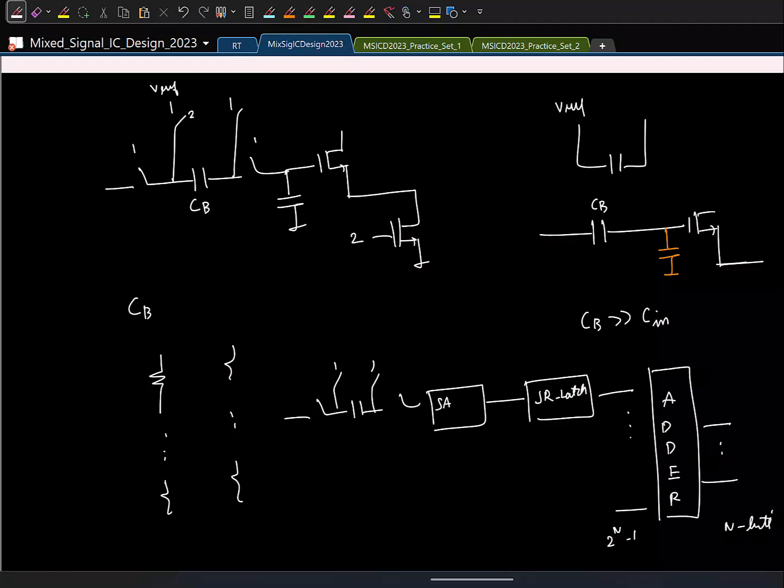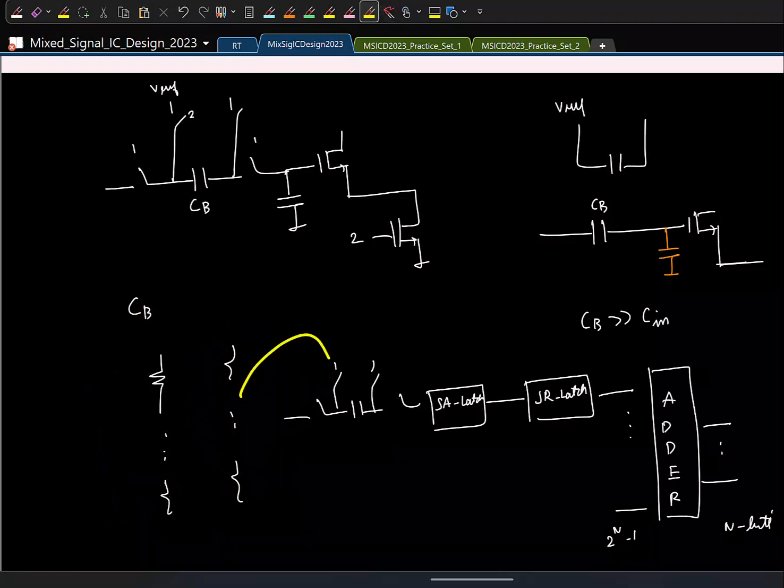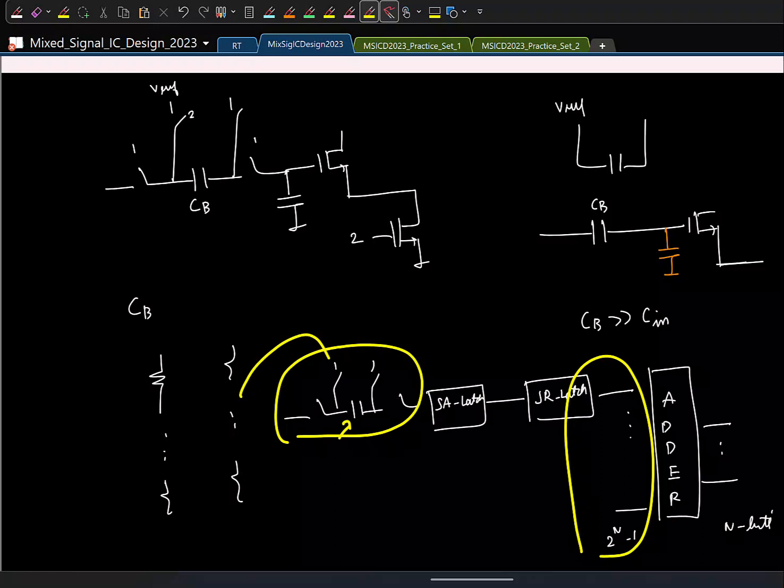This is a StrongARM latch. I am drawing only one side. You will have a differential structure. So you generate the references like this using resistive ladders, and these references will go here for charging this capacitor. You subtract the input from the reference like this, and then feed that difference to the StrongARM latch. StrongARM latch will make the decision. You will have 2 power n minus 1 such StrongARM latches, and that's a thermometric code. You add it and get the binary version.